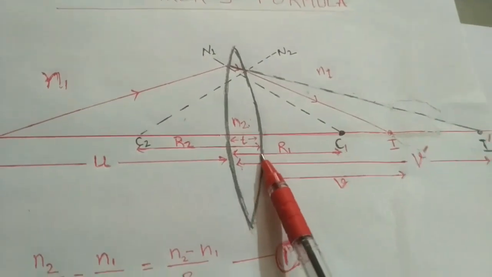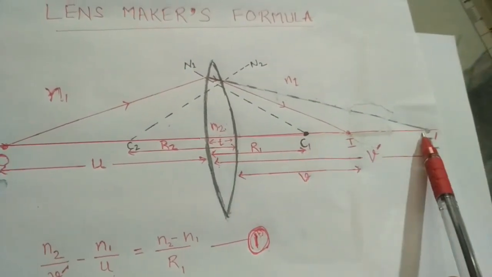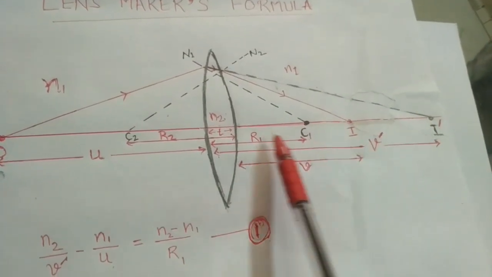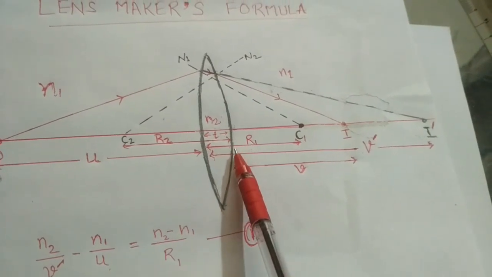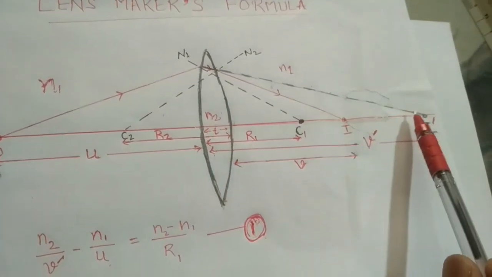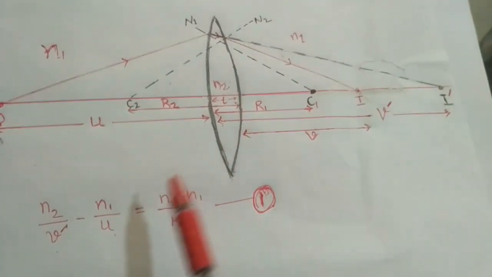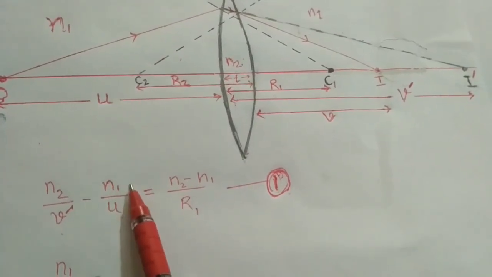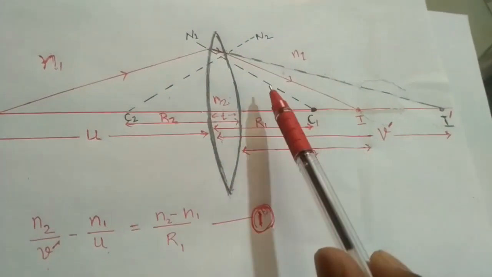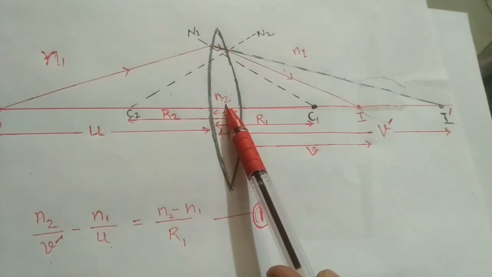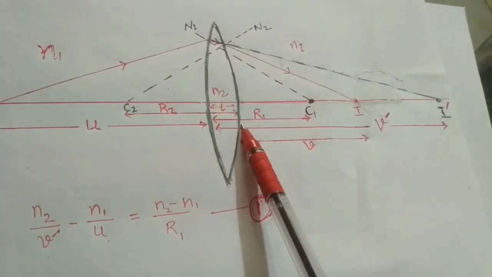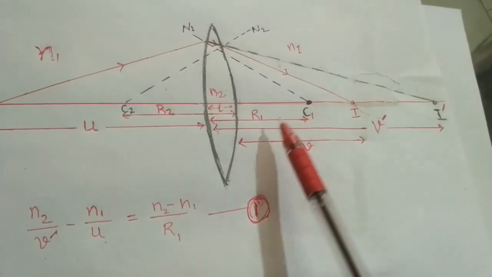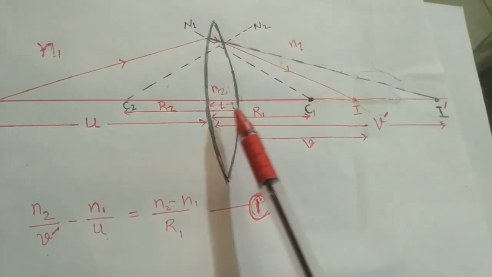Now we can calculate the distance from here up to here. That V dash minus t will be the distance from this point to this point. Why? Because you have to write the refractive index of the first medium upon object distance. Here in this case, the refractive index of the first medium is N2 and the object distance is from here to here. So to calculate that, it means V dash minus t.